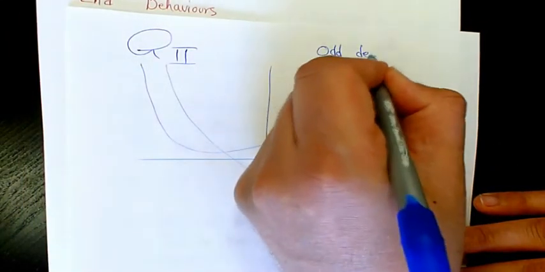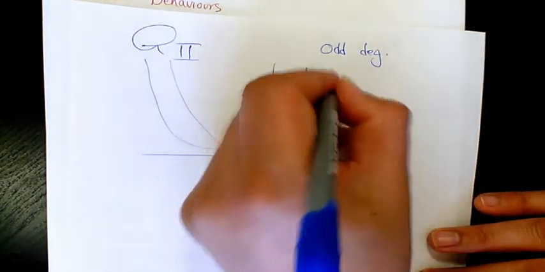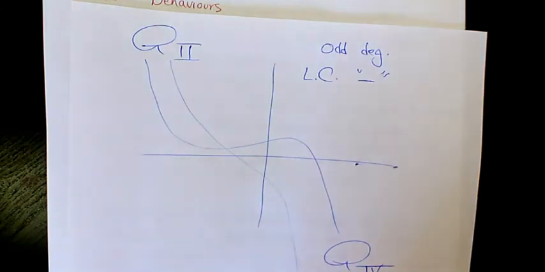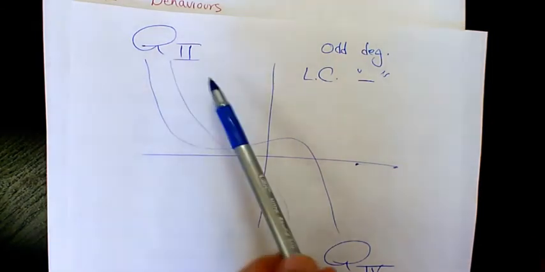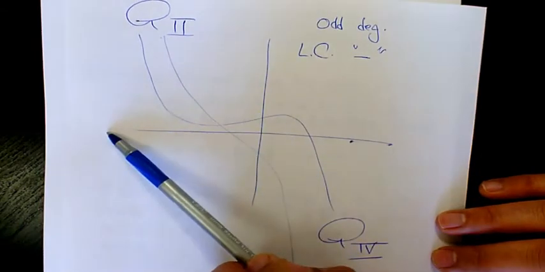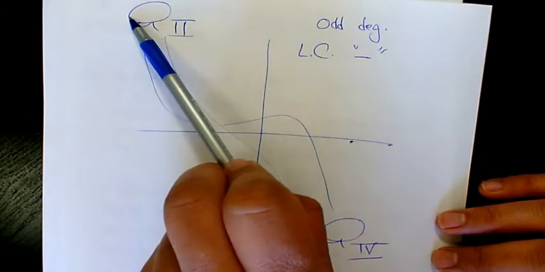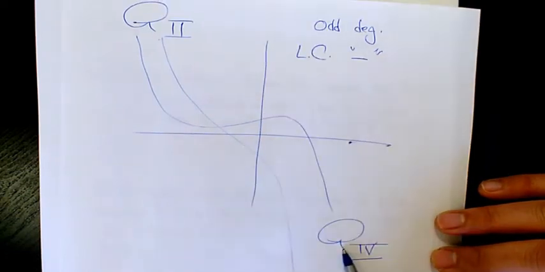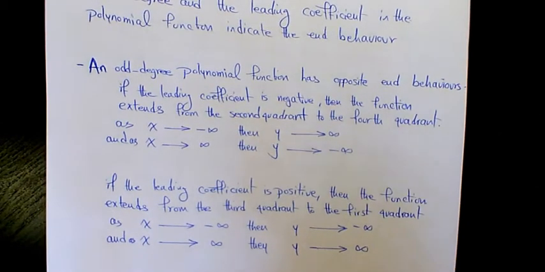That's when we have an odd degree polynomial with a negative leading coefficient. So whenever the leading coefficient is negative and we have an odd degree polynomial, it extends from quadrant 2 to quadrant 4. It means that as x goes to negative infinity, y goes to positive infinity, and as x goes to positive infinity, y goes to negative infinity. So that's for an odd degree polynomial with a negative leading coefficient.